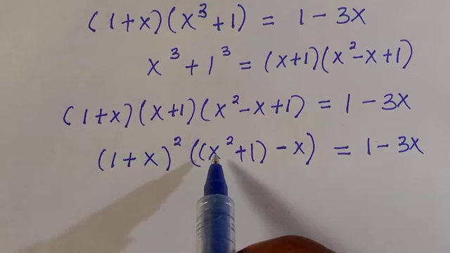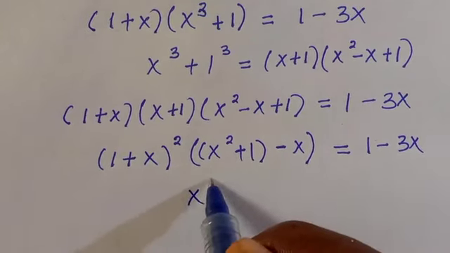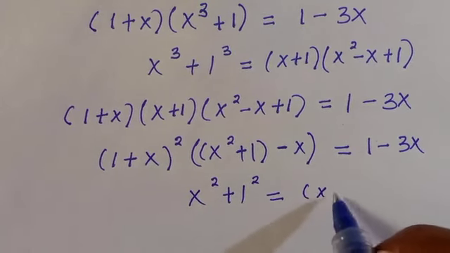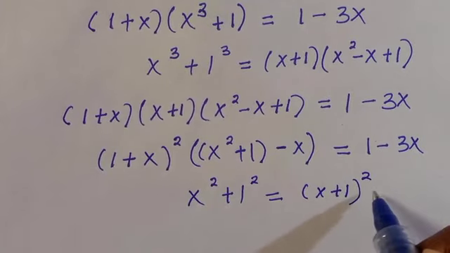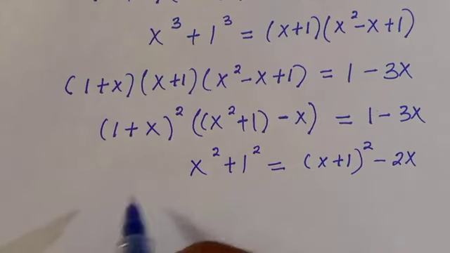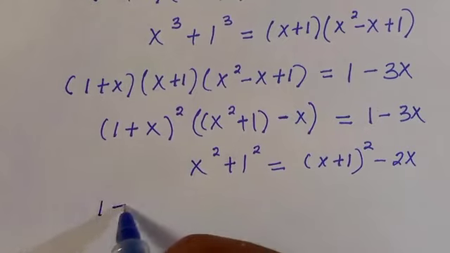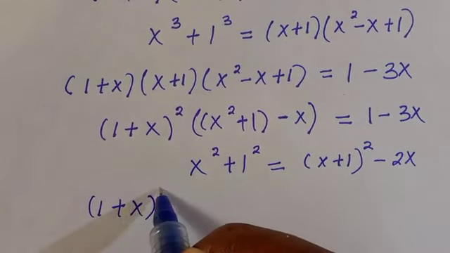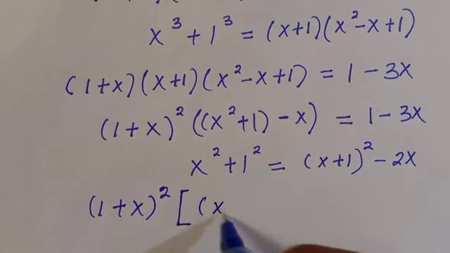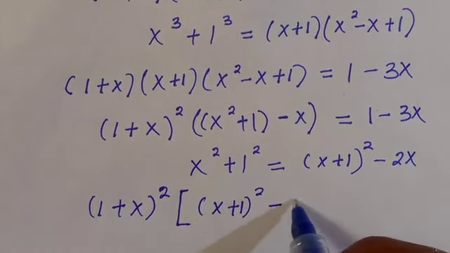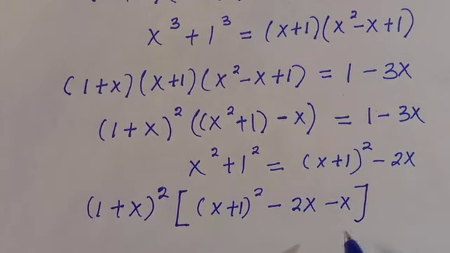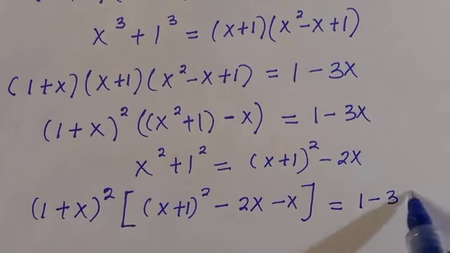So here again, if you have x squared plus 1, it's just like x squared plus 1 square. And x squared plus 1 square equals x plus 1 square minus 2x. So by replacing it in this as well, we have it as 1 plus x to the power of 2. So we have this larger bracket, and we put all this, which is x plus 1 square minus 2x minus x, all in bracket, equals 1 minus 3x.